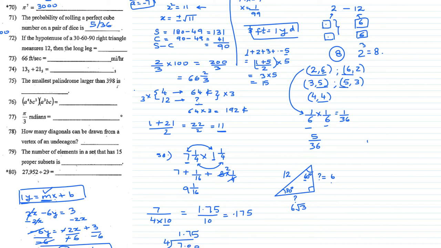So basically, in any 30-60-90 triangle, the hypotenuse is 2x, and the side opposite to 60 degrees is x times the square root of 3, and the side opposite to 30 degrees is x. So therefore, in this case, the long leg is equal to 6 times root 3.